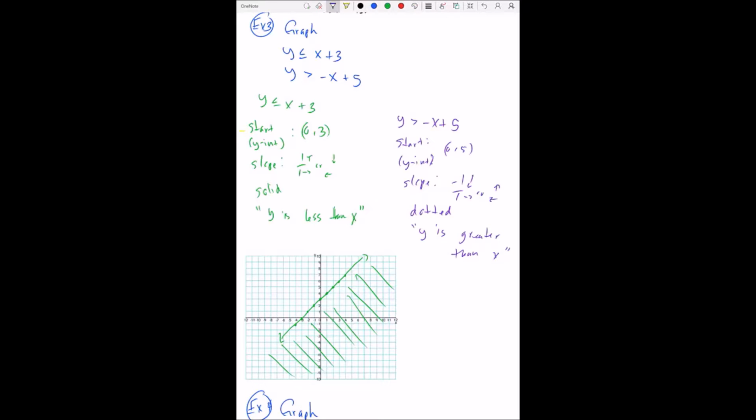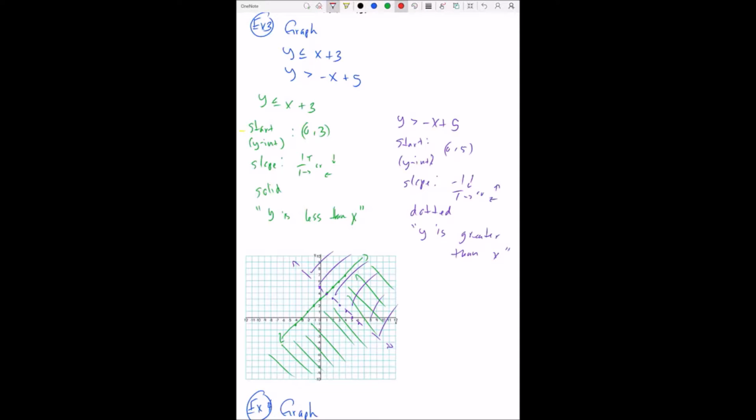So let's go to our start of 0, 5. And we're going to go down 1, right 1, down 1, right 1, down 1, right 1, down 1, right 1. You don't have to put this many dots. I just like to put a lot of dots. And we're going to connect the dots using a dotted line. And then it says y is greater than x. So when we think of greater, we're going to think above the line. So we want to go up.